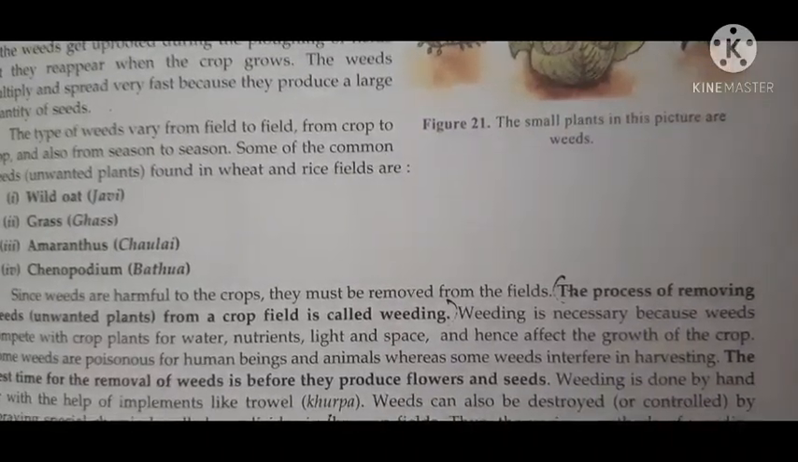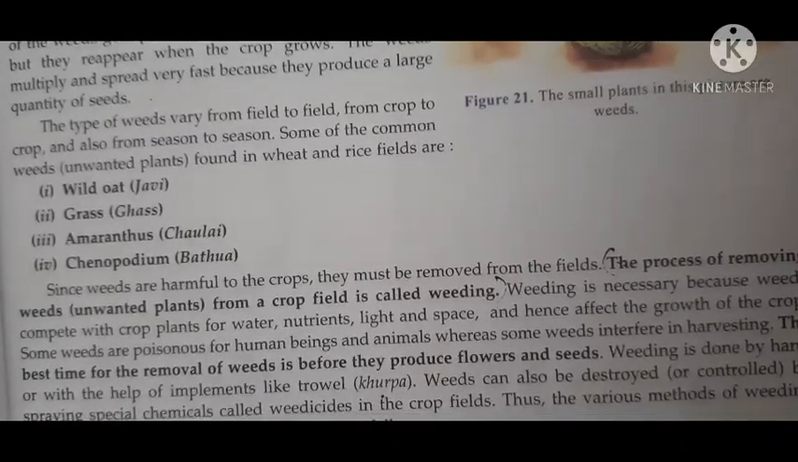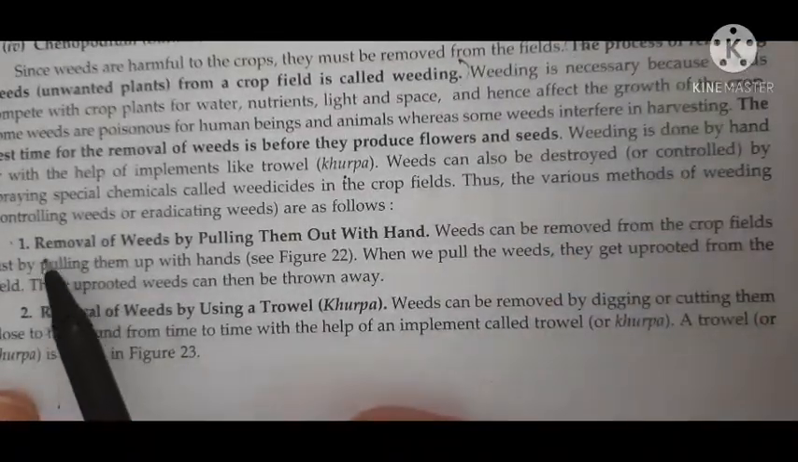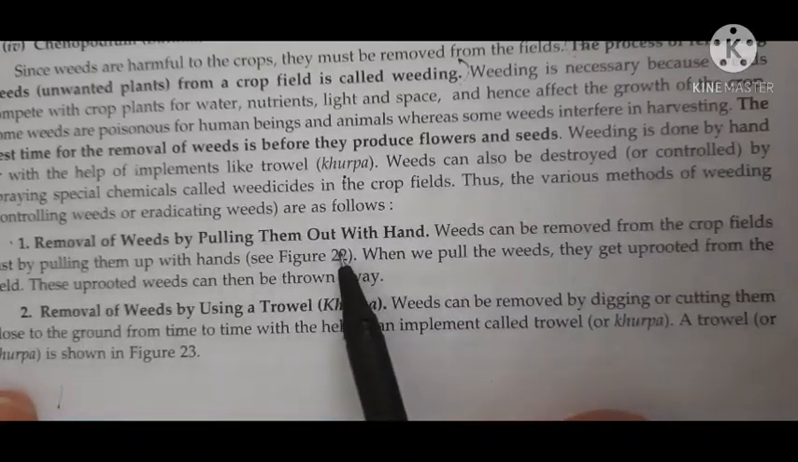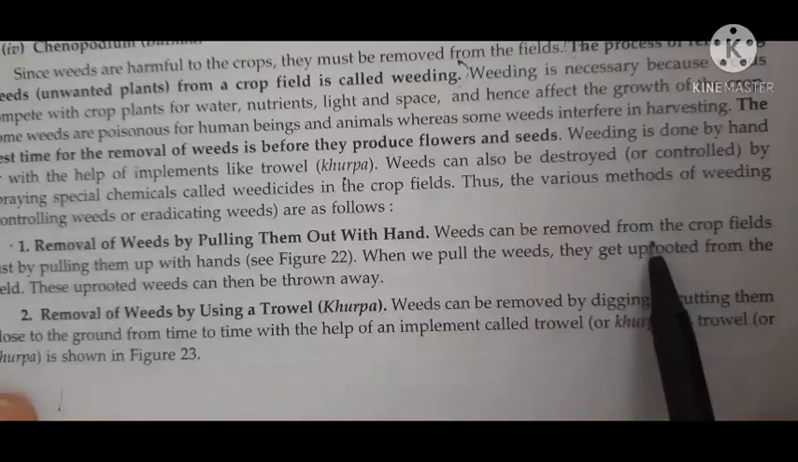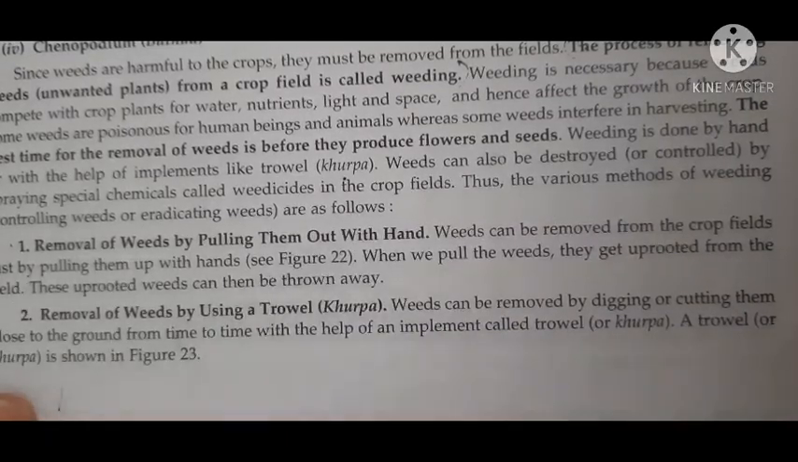Now how are the weeds removed? First method, removal of weeds by pulling them out with hand. Can you see, students? So first method is removal of weeds by pulling them out with hand. So weeds can be removed with the crop from the crop fields just by pulling them with the hands.